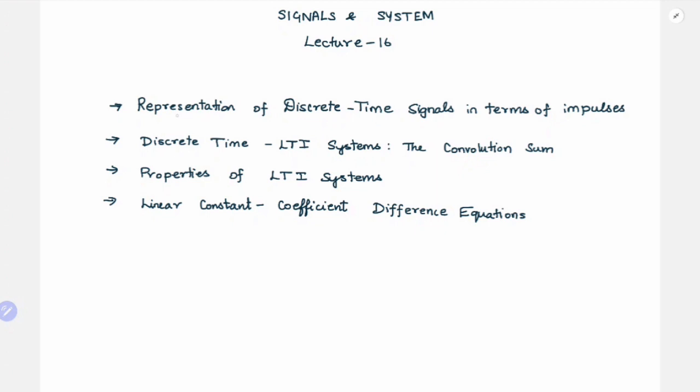In this video, we will study the representation of discrete time signals in terms of impulses, and we'll also see how to represent discrete time LTI systems using impulses, which will then take the form called the convolution sum. And then we'll look at the properties of LTI systems, and finally we will end our lecture with a discussion about the linear constant coefficient difference equation. So let's get started.